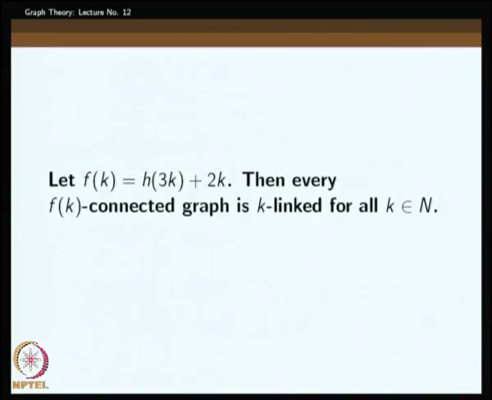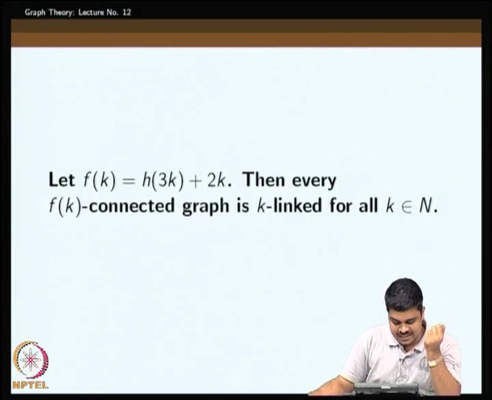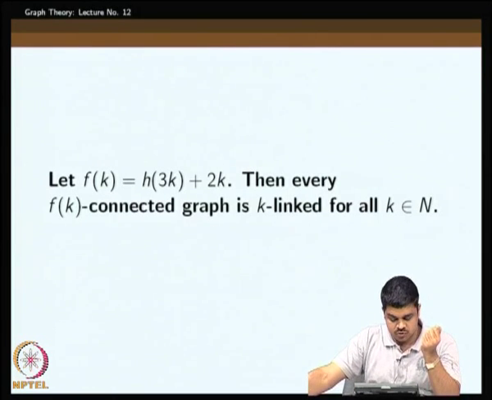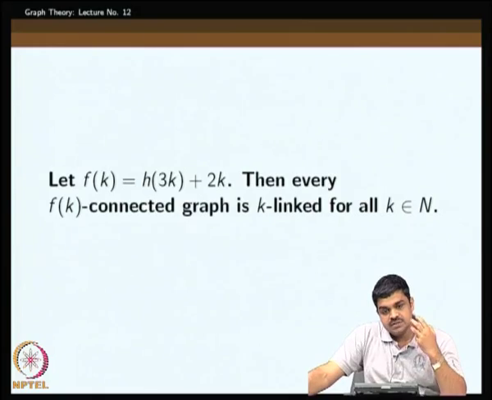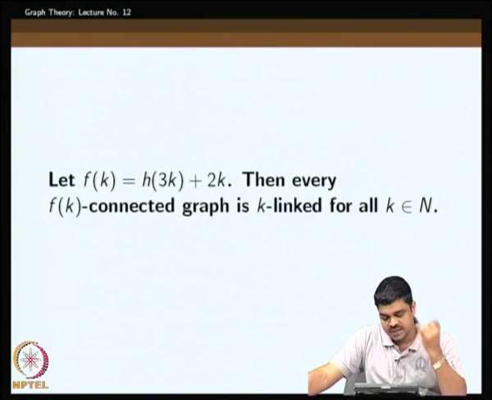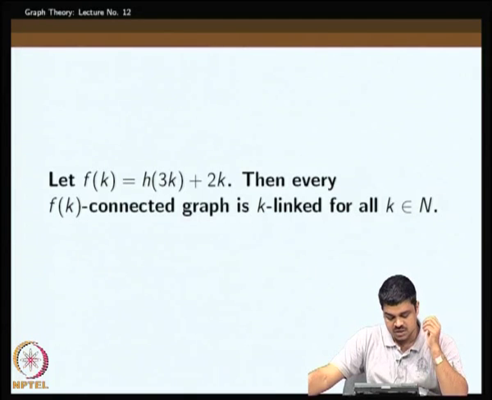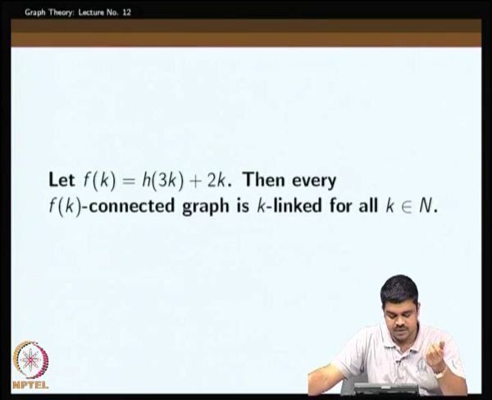So, now we take another function f of k, this is what I have written. We can take this function f of k as h of 3k plus 2k. See, this is to make sure two things. See, the function is greater than h of 3k, means we do have a topological minor of 3k available, because this connectivity would imply at least the same average degree. So, h of 3k is the average degree, and by our previously proven statement we know that there exists a topological minor of 3k vertices in the graph.